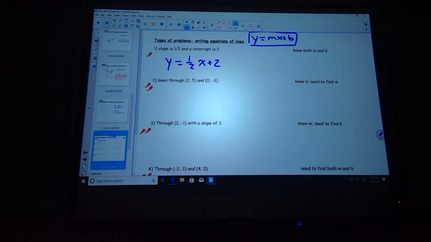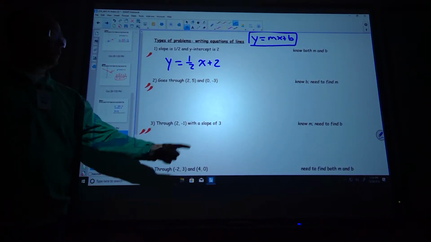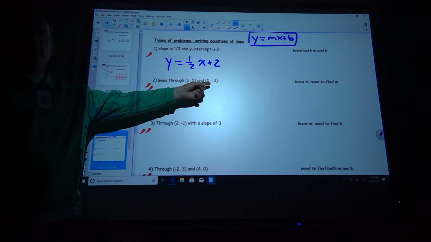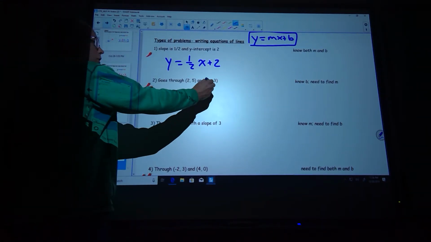Okay, then I have goes through (2, 5) and (0, -3). And it says we know b and we need to find m. Ooh. How do I know b on this one? What is b normally? Y-intercept. Is (2, 5) the y-intercept? No. Is (0, -3)? Yes. So (0, -3) is just down. So this right here is my b value.